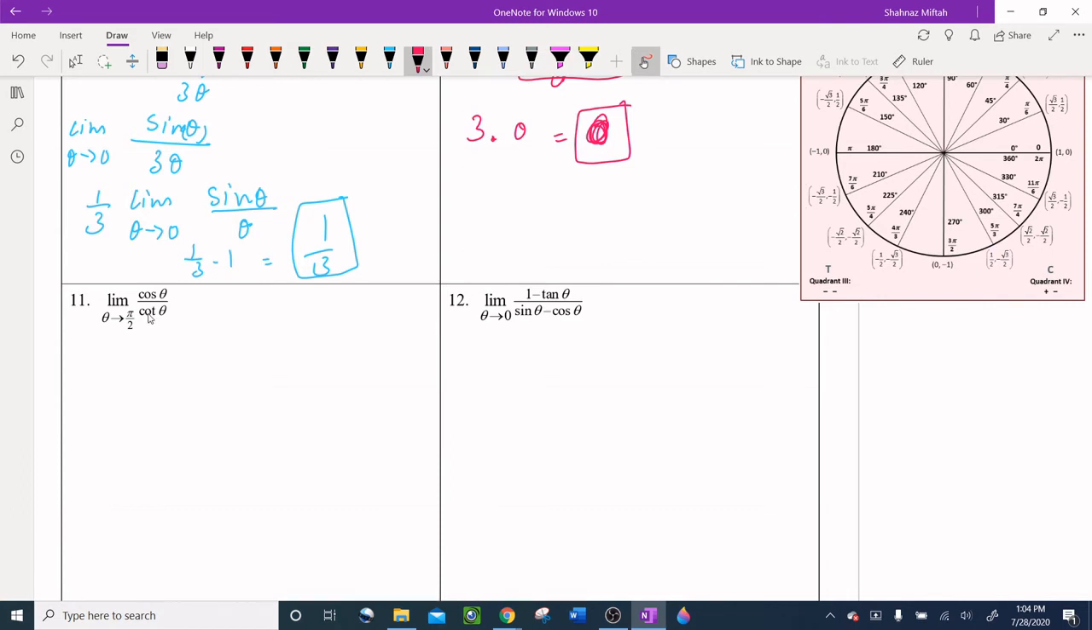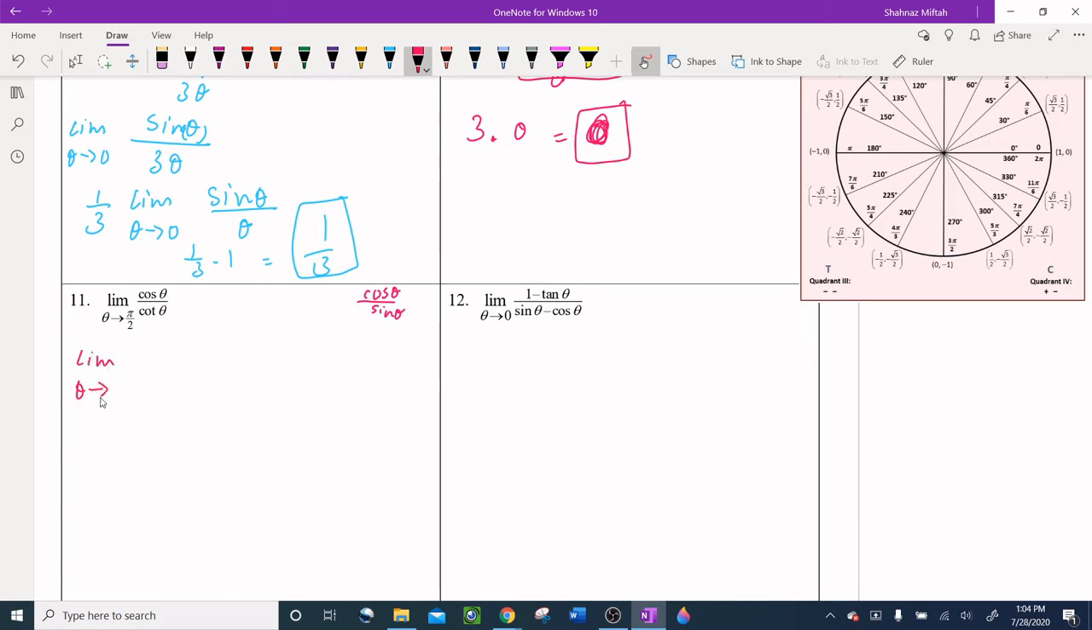Cotangent, I don't have this in the unit circle. I can do it, though, so I have to use an identity, and the cotangent identity is cosine theta over sine theta, like it's the reciprocal of tangent. So I'm going to change or rewrite the question.